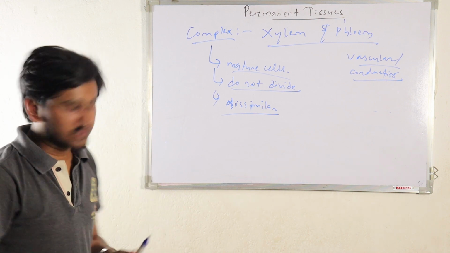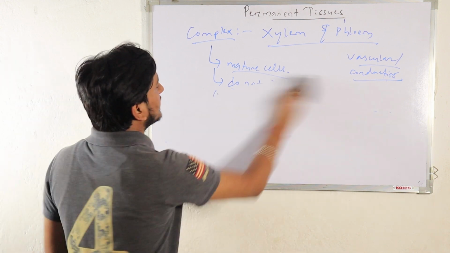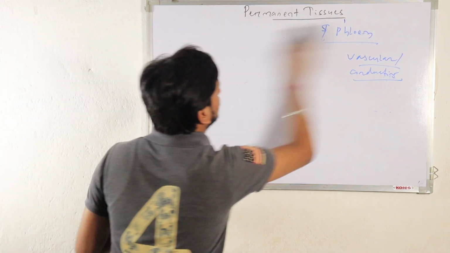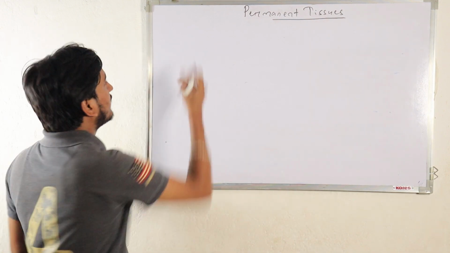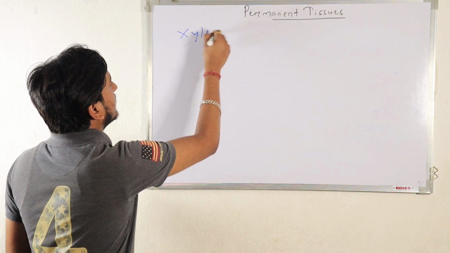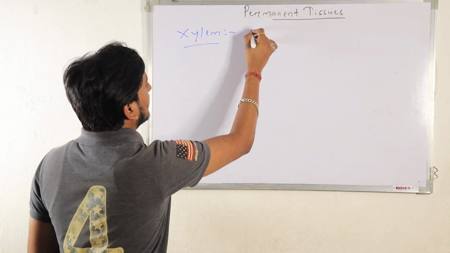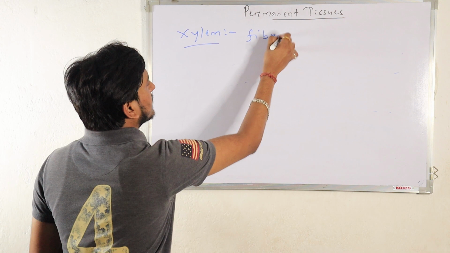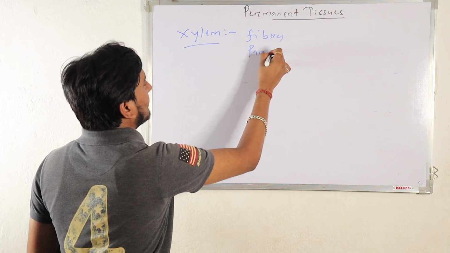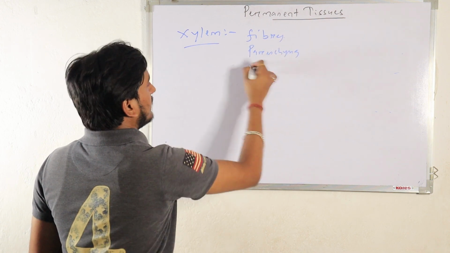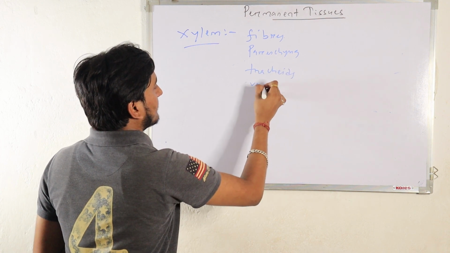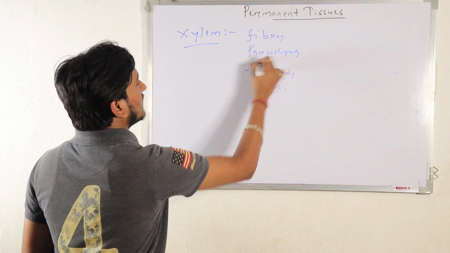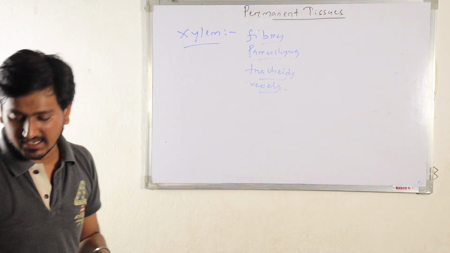First of all, we will learn in a little bit more detail about xylem tissue. Both xylem and phloem are made up of four different kinds of components. The xylem is made up of xylem fibers, xylem parenchyma, tracheids and vessels. These are the four different components of a xylem tissue.